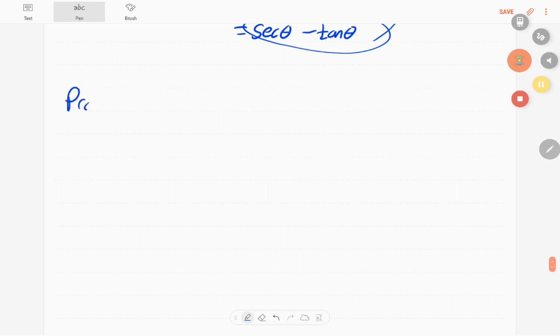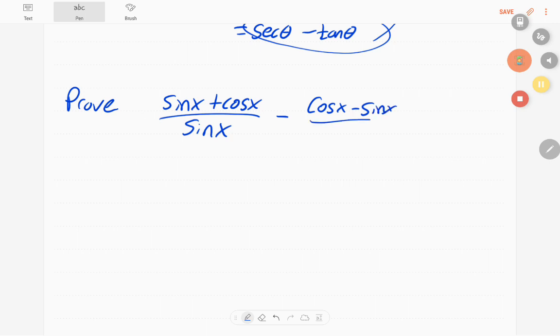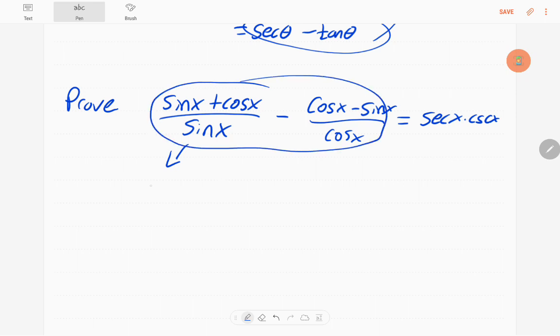So here, I want to do another one. And hopefully you're starting to see an idea of what to do. So here I have sine of x plus cosine of x all divided by sine of x, minus cosine of x minus sine of x all over cosine of x. And this is asking me to prove that this is secant of x times cosecant of x. Okay? So take a look. What might be one thing that you could do? Just for the sake of time, I'm going to say that this entire statement is just right below.